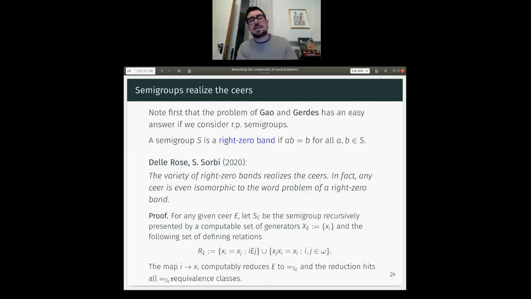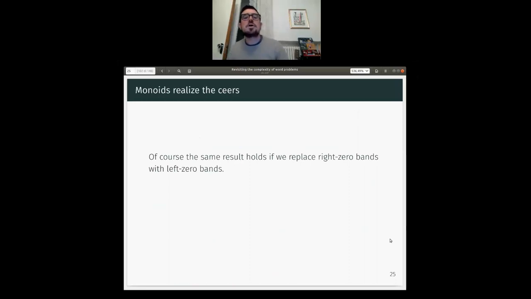And the reduction in fact hits all the equivalence classes. This is ensured by the fact that it's a right zero band. So any equivalence class will have as a representative one of the generators, and some of these equivalence classes will collapse. So it hits all the classes, which means that you also have a backward reduction. In fact, it means that E and the SIR corresponding to the word problem of this right zero band are isomorphic. Easy as that.